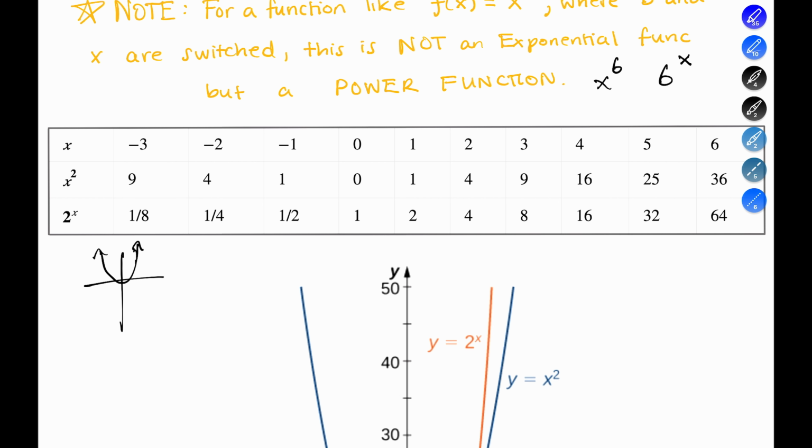For the exponential function, you can see that it starts as a small fraction getting really close to 0 at x equal to -3, and when it climbs up the scale, it increases in value, and it just keeps getting exponentially larger until it reaches 64, because 2 to the power of 6 is equal to 64.